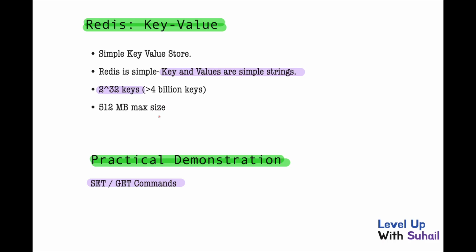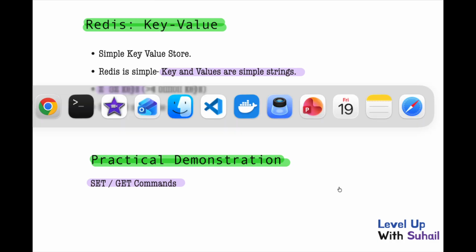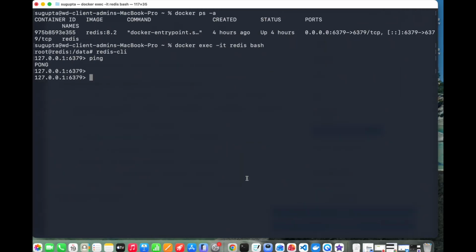Now the very basic commands which can be used to create a key value pair in Redis are set and get. Set is used to create the key value pair and get is used to get the value for a specific key. Let's go to the Redis CLI and try these commands. Alright, so I'll quickly go to the Redis CLI. So this is the Redis CLI, right? So what I will do is I will just try to run these commands.